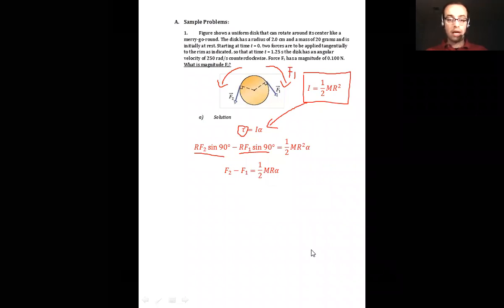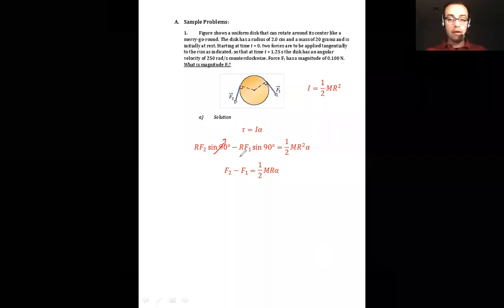All right. So then what we can say is a whole bunch of things are going to cancel, or at least a few things are going to cancel. So we know that sine of 90 is equal to 1. So that helps us tidy up this expression quite a bit. We have an r here, and one of these two r's, they're going to cancel. If you divide through by r, the r's drop out. So we're left with F2 minus F1 equals 1/2 m r alpha.